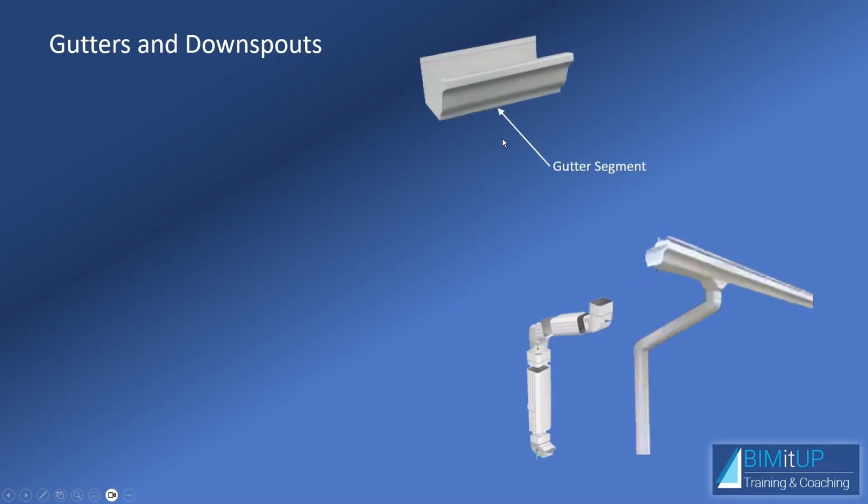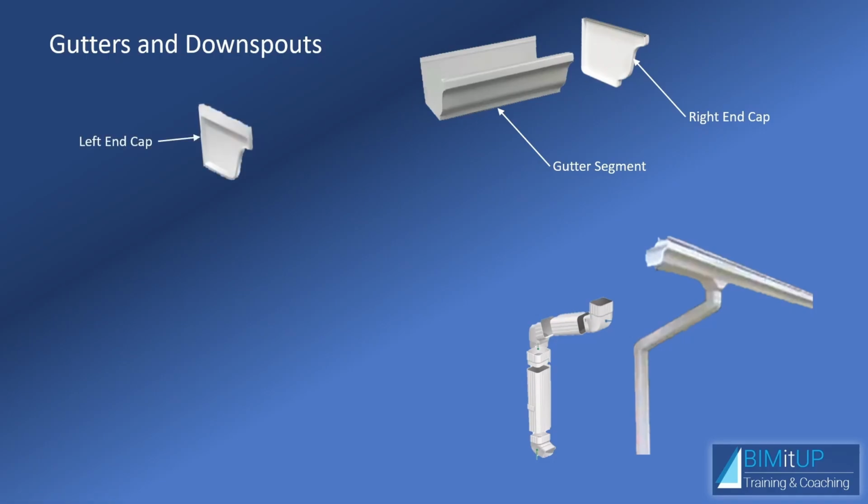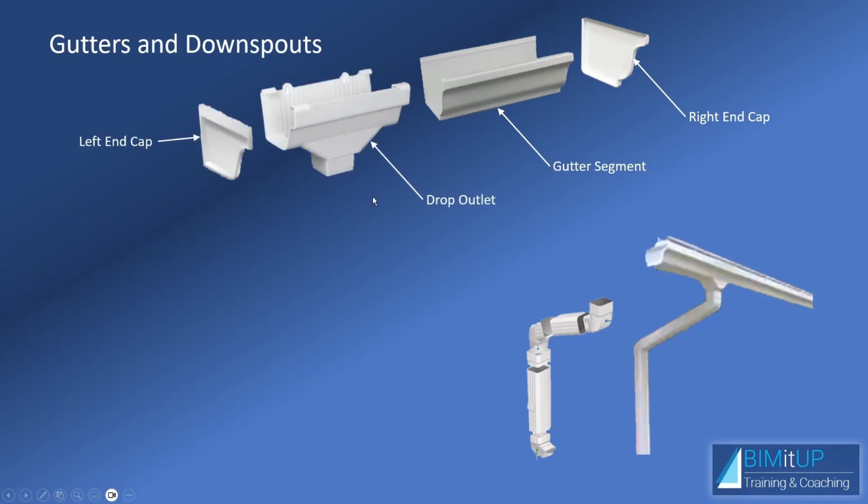As far as our gutter, we had our gutter segment, which was one type of family. Then we created a different type of family for our right end cap, and then we used that cap also for our left end. Now, if we want to connect a downspout to this gutter, we're going to need a drop outlet, which is going to look similar to this. Then from there, we're going to have a downspout connector that typically will connect to an elbow.